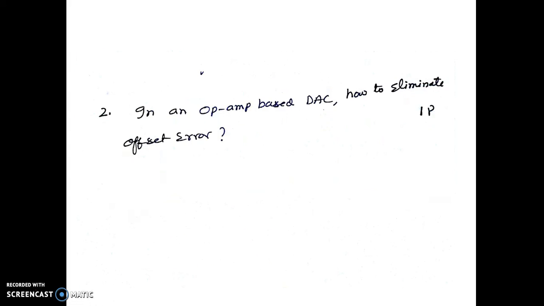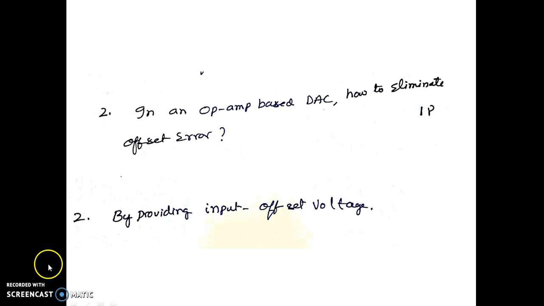So let us see what is the next question. In an op-amp based DAC, how to eliminate the offset error? In an op-amp based DAC, even if you don't give any input, if you are getting some output voltage, that can certainly be eliminated by applying an input offset voltage of a certain required value. So this is done by providing the input offset voltage at the input of the op-amp.